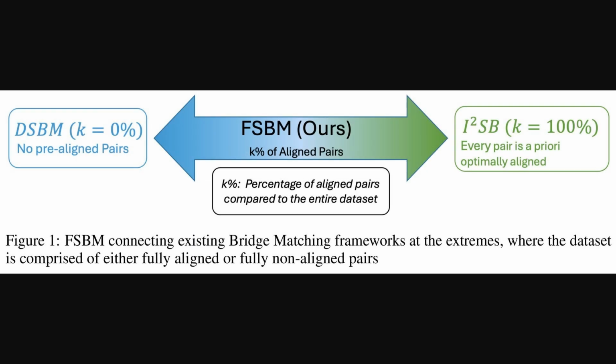So this first figure really sets the stage for understanding where Feedback Schrödinger Bridge Matching fits in. It visually places Feedback Schrödinger Bridge Matching as a flexible approach connecting two extremes. On one side, there's what's called DSBM, which operates with 0 pre-aligned data pairs. On the other extreme, you have I2SB, where all data pairs are perfectly aligned beforehand. Feedback Schrödinger Bridge Matching, their method, works with a variable percentage, K% as they call it, of aligned pairs, bridging that gap by using that partial information effectively.